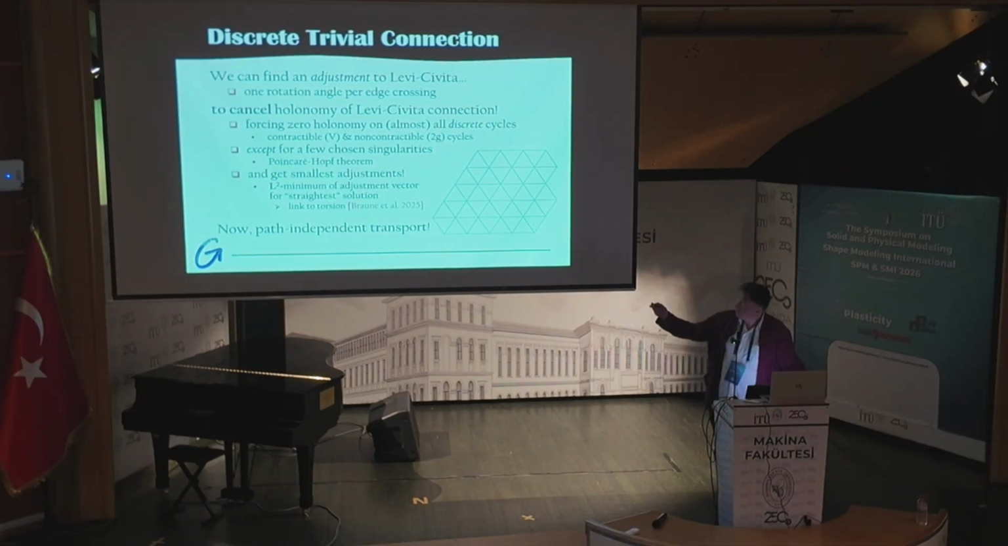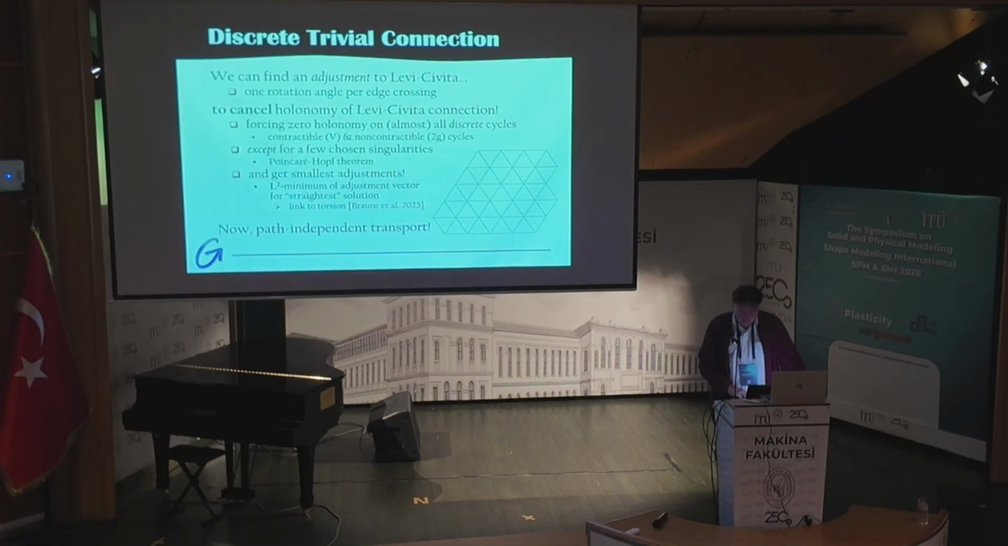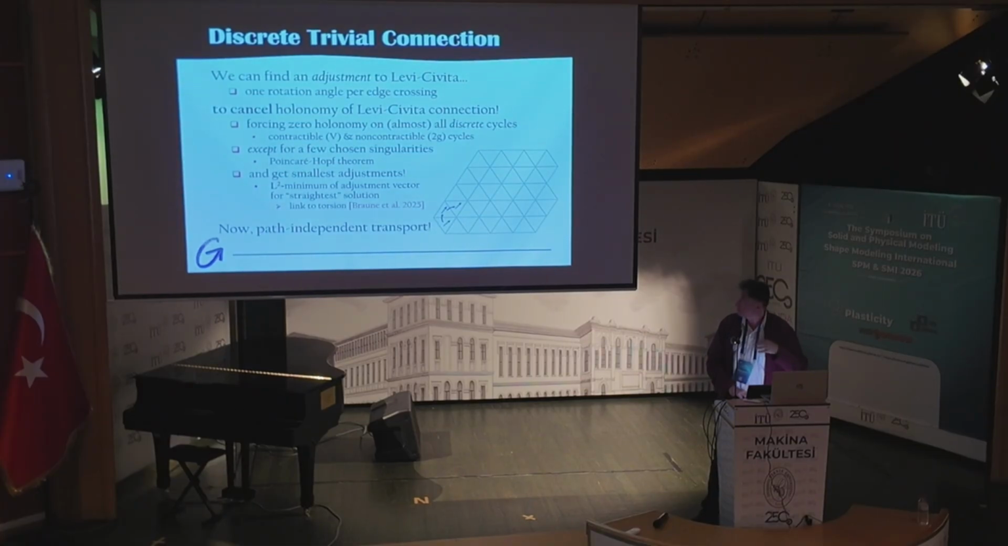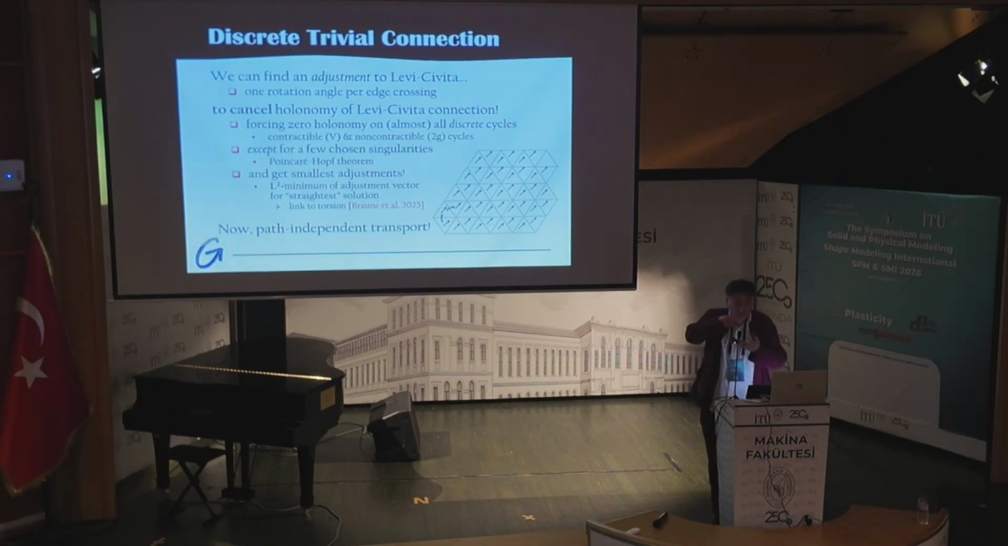So now that you have these adjustment angles that are particularly picked so that they kill the holonomy of the Levi-Civita, that means you can start from one vector in one triangle of your mesh anywhere, and you can parallel transport it in any direction that you want, in any order that you want, because you will get a completely smooth vector field. There will be no disagreement whether you turn left or you turn right, you will get back to the same value.